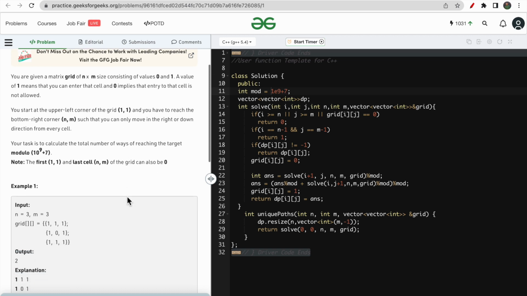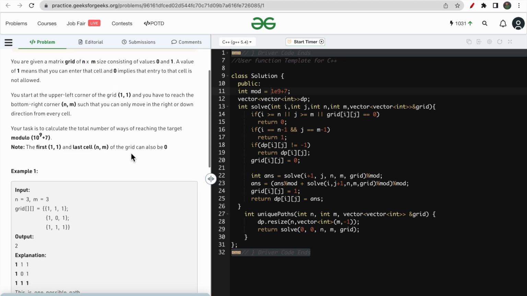And here you are given a grid of size n cross m containing zeros and ones. See, 1 means you can travel through that cell, 0 means you cannot travel through that cell. Initially you start from 1 comma 1, that is the starting position, and you need to reach the bottom right corner, that is n comma m. And you need to calculate the total number of paths possible from this starting node to this ending node.